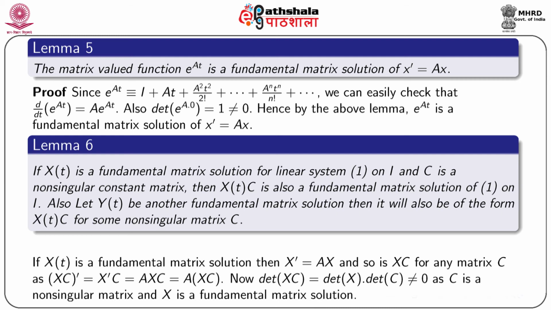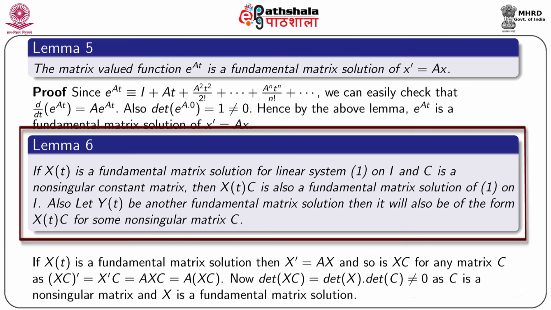In our next lemma, we have to show that if x t is a fundamental matrix solution for the linear system 1 on the interval I, and capital C is a non-singular constant matrix, then x t into C is also a fundamental matrix solution of 1 on I. Also, let y t be another fundamental matrix solution, then it is also of the form x t into C for some non-singular matrix capital C.